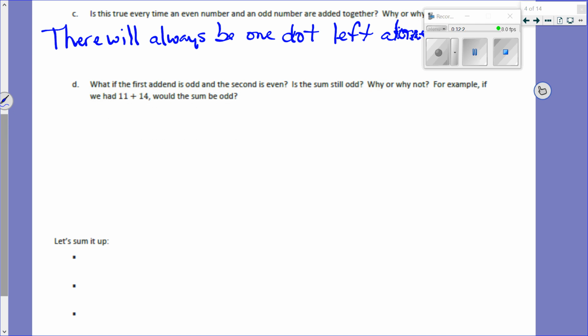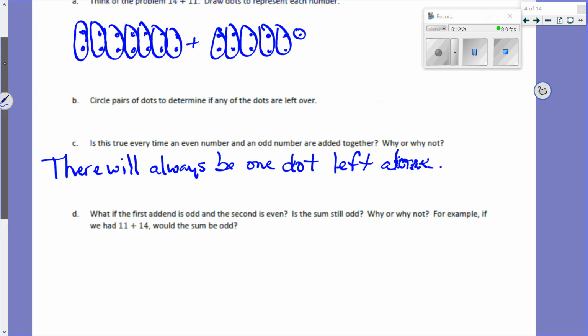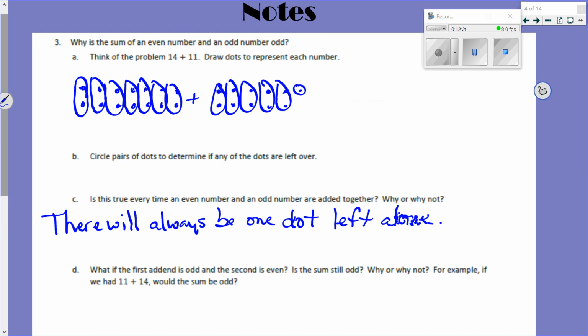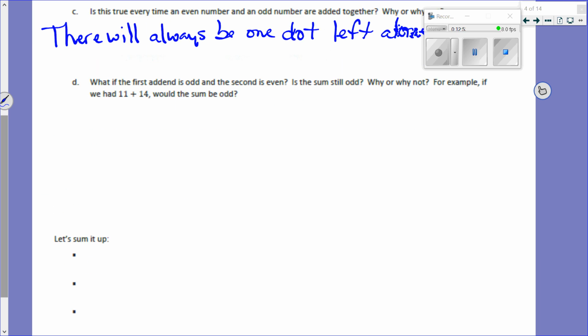Now, here's a quick question. What if I did the first number, instead of my first number being even, what if I switched it and made this the odd and that the even? Doesn't matter. Why not? It's like multiplication and addition, it doesn't matter if it's switched around. What property is that? Commutative property. Yes. Thank you for finishing it. Commutative property of addition.